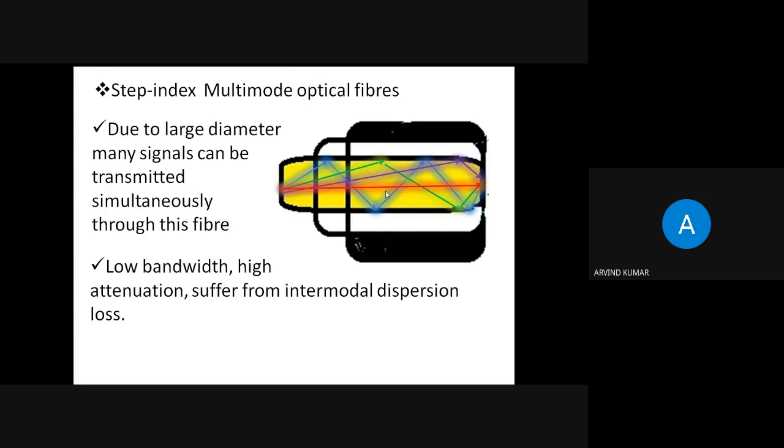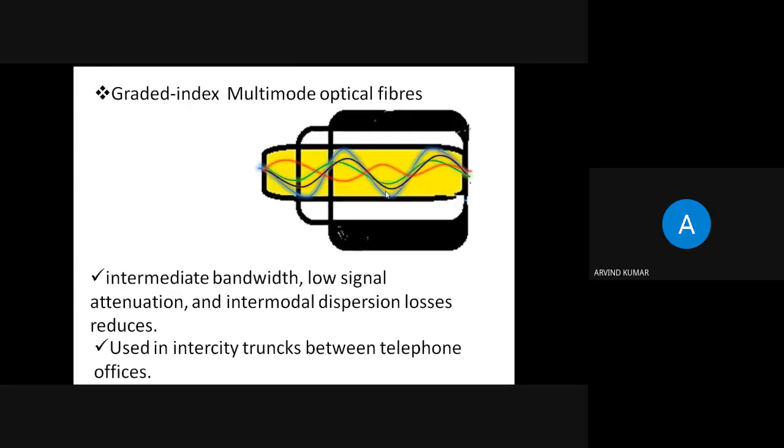So this is another category of optical fiber, and another is the graded index multimode optical fiber. Here again the refractive index is not constant within the core region. It changes gradually as we go from the center of the core to the cladding. It is not the same, and the light follows a sinusoidal path within the core region.